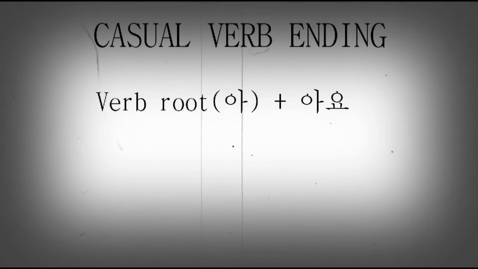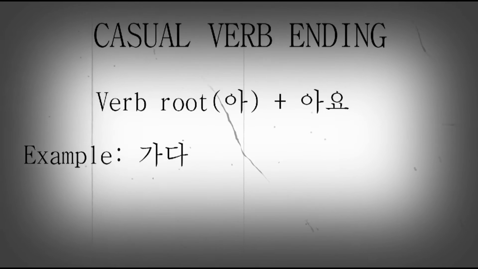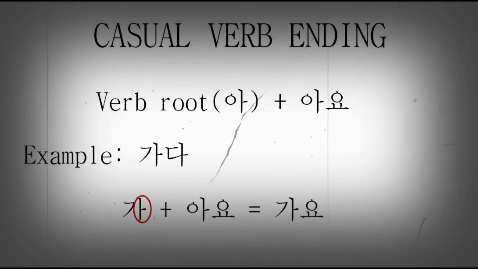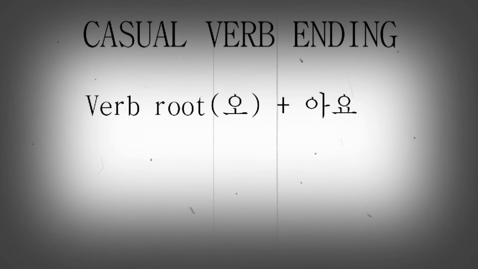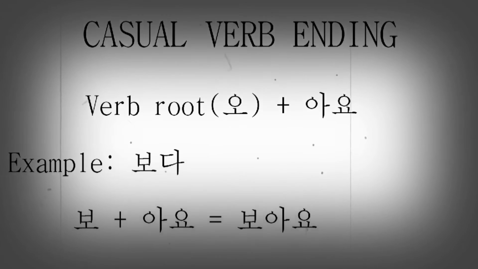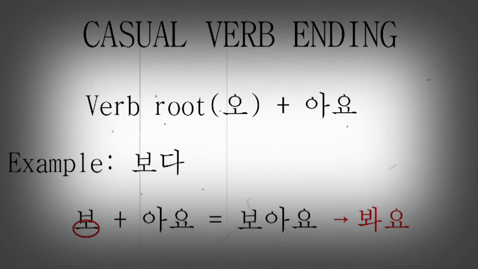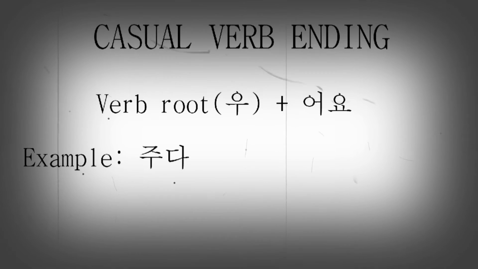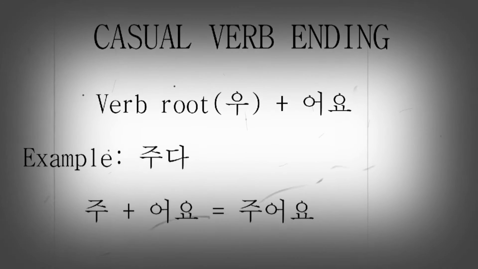If the verb root ends with 아, then 아 plus 아 will remain 아. Example, 가다. That is 가 plus 아 plus 요, which becomes 가요. In case there's another vowel, then it either remains separate or can be combined if those two vowels make a diphthong. For example, 보다. 오 plus 아 plus 요, 보아요 or 봐요. Same goes with the verb roots with heavy vowels. Example, 주다. 주 plus 어 plus 요, 주어요 or 줘요. Now using this concept, we are going to make some sentences in present tense.